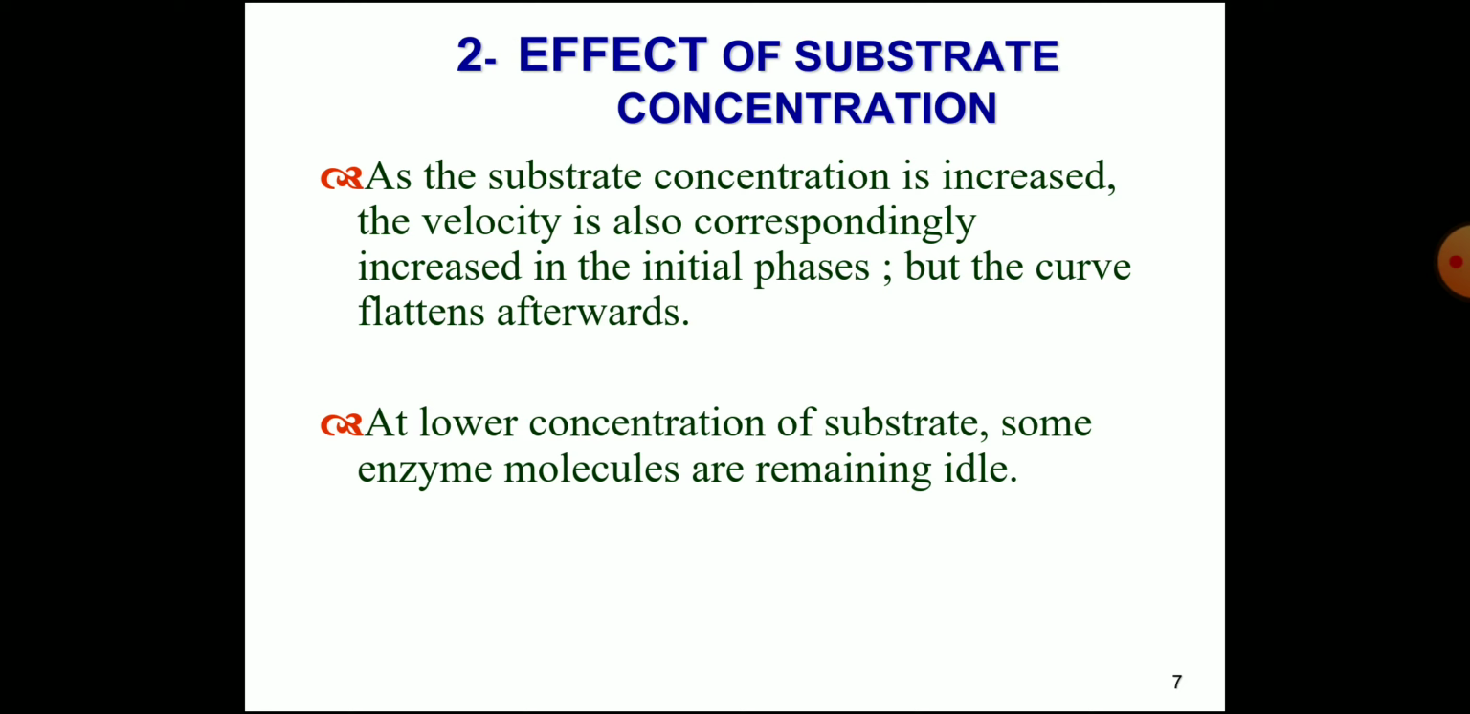So why does this happen? At lower concentration of substrate, some enzyme molecules are remaining idle. So to start with, concentration of substrate is minimum and the enzyme concentration is there. So some of the enzymes are unbound with the substrate. So that will be available there. Then slowly, if we are increasing the substrate, more and more enzymes are bound with the substrate, and finally it reaches a point where most of the enzyme binds to the substrate, forming the enzyme substrate complex, and no more enzymes are available, and in that condition the curve flattens.